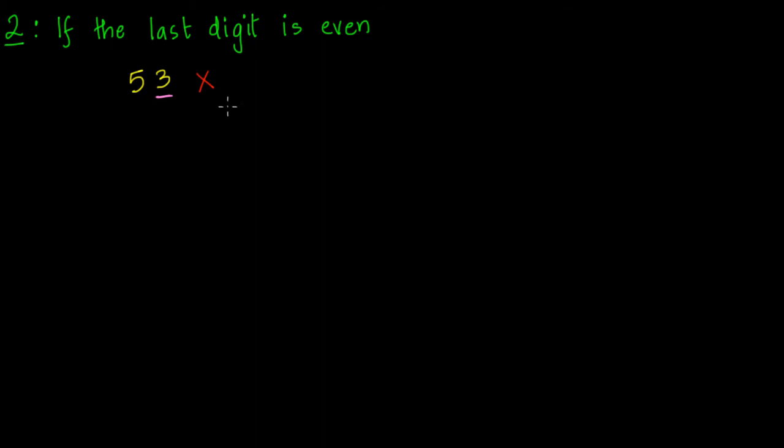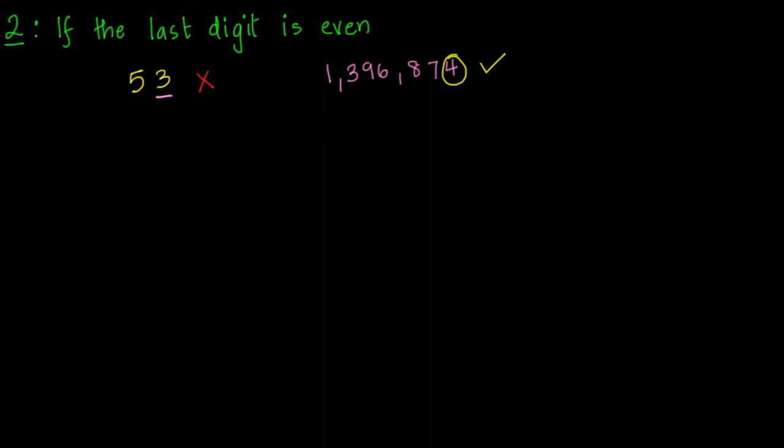Let's take another example. Say 1,396,874. Now in this really big number, what I'm really concerned about is the last digit. And since 4 is an even number, I know that this entire number is divisible by 2.